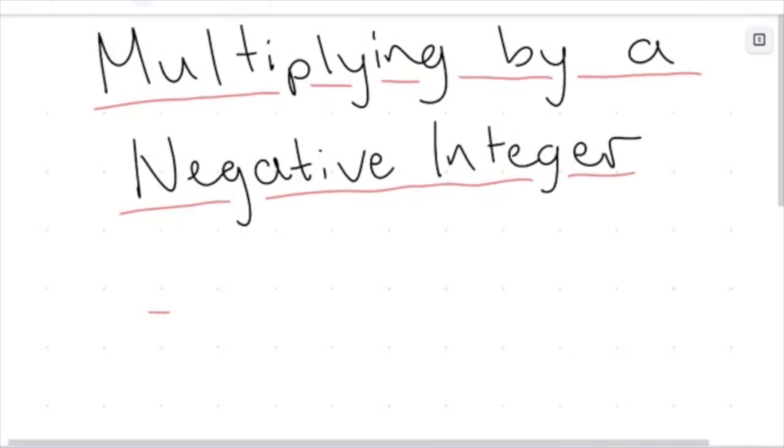Now here we're going to be talking about multiplying by a negative integer. So far we have dealt with two of the operations out of the four. We've looked a lot at adding and subtracting. And if you remember from the other series I did, there are another two operations we need to consider, and that is multiplying and dividing too.